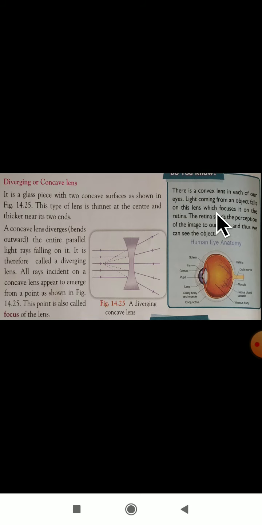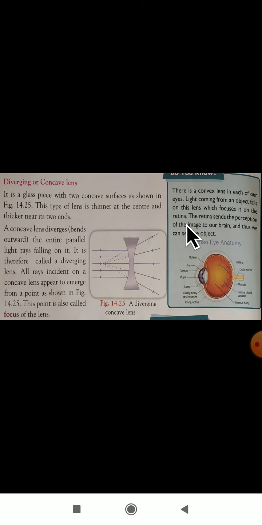There is a convex lens in each of our eyes. See, in our eye, which lens is there? A convex lens, not a concave. Light coming from an object falls on this lens, which focuses it on the retina.